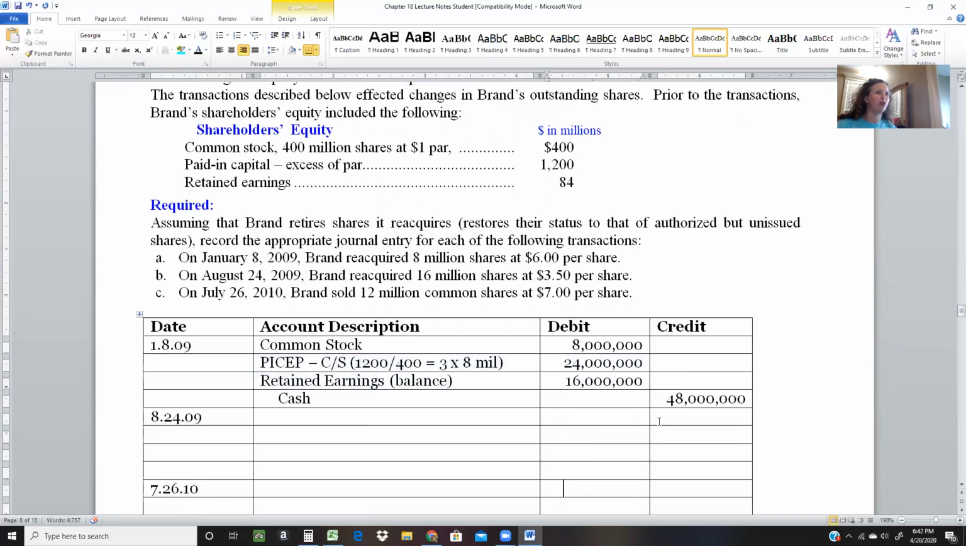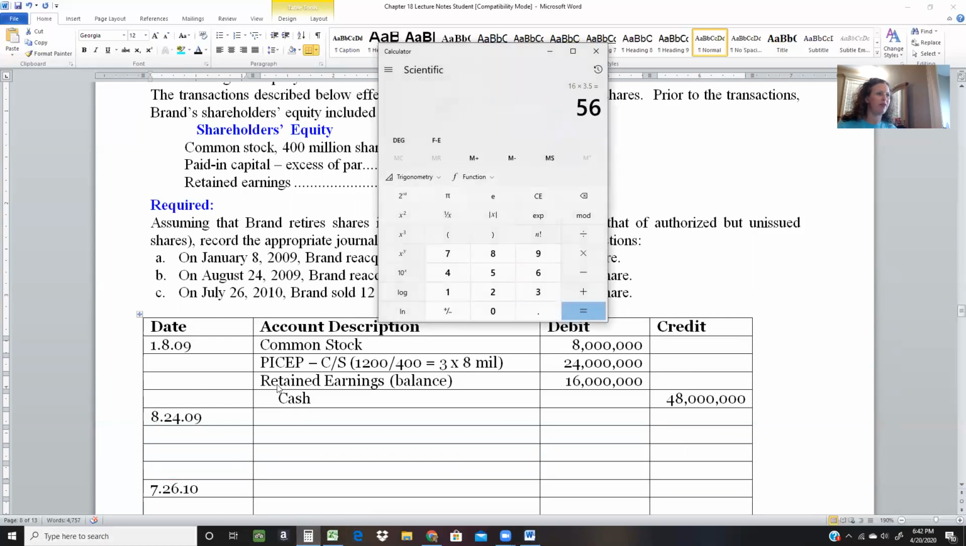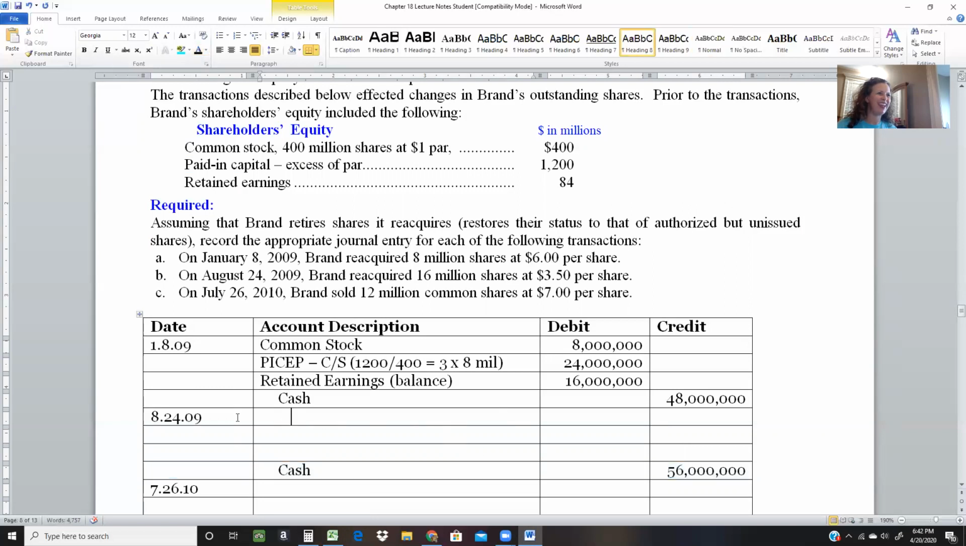So now let's reacquire 16 million shares at $3.50 a share. Again, we're buying them out of the market. 16 million times 3.50 is 56 million. Common stock is going to be 16 million. We removed some from there, but we still have an average of $3 a share in there. So $3 times 16 goes in PICEP, and then retained earnings will be a plug to make this work.